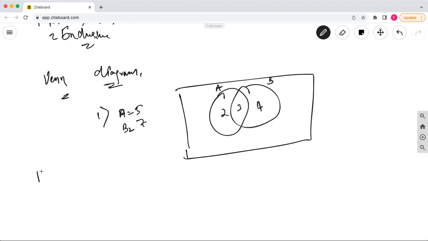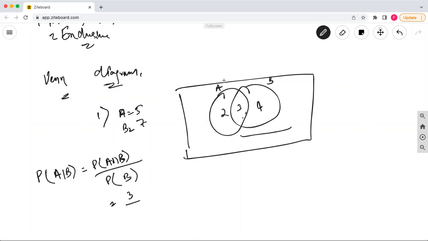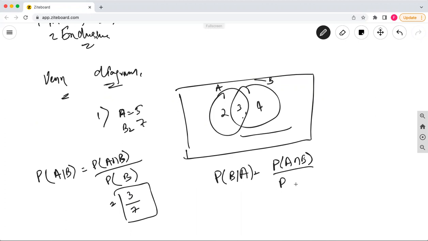Okay, so what is the probability of A given B? If I go with the formula, that is probability of A and B divided by probability of B. So probability of A and B is this 3, divided by probability of B, the total part, 4 plus 3, 7. So this is 3 by 7. And if I say the probability of B given A, that will be probability of A and B divided by probability of A. So this will be 3 by 5.